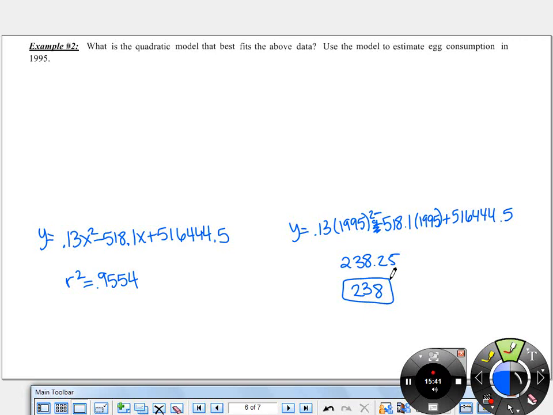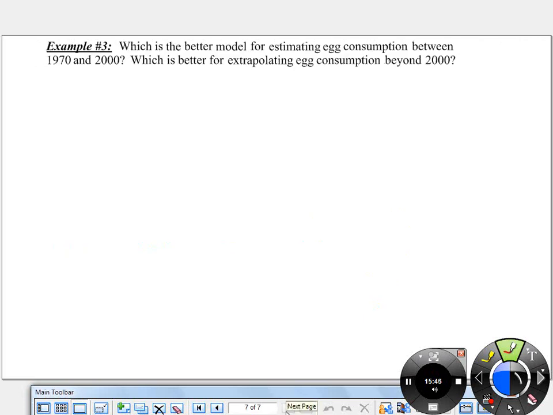So then example 3 says, which is the better model for estimating egg consumption between 1970 and 2000? So that would be interpolation. And which is better for extrapolating egg consumption beyond 2000? And again, in some cases, people would tell you extrapolation you shouldn't even do. If we were going to do it here, which model would you rely on to tell you what was happening beyond the year 2000, which is beyond what your data was telling you? Okay? So go ahead and write which one and why.